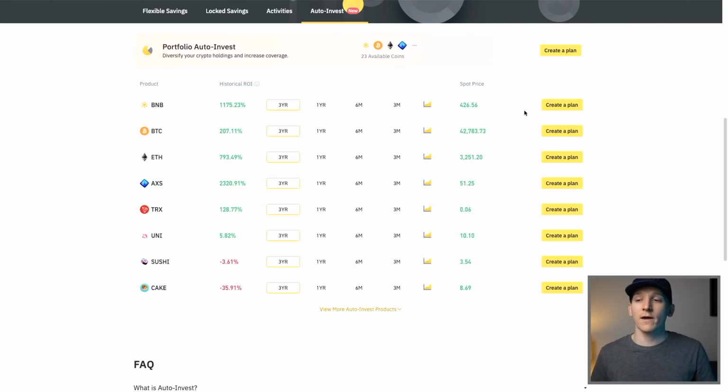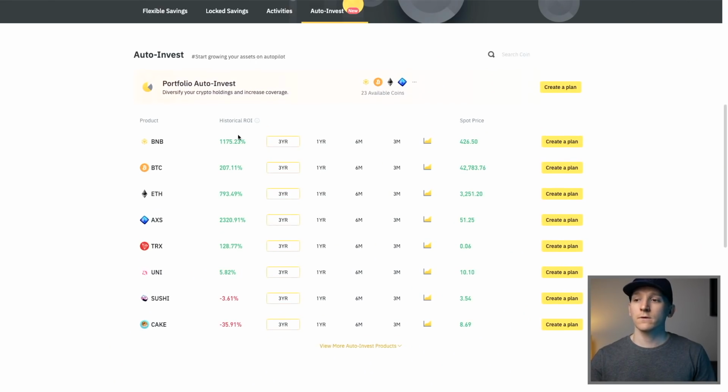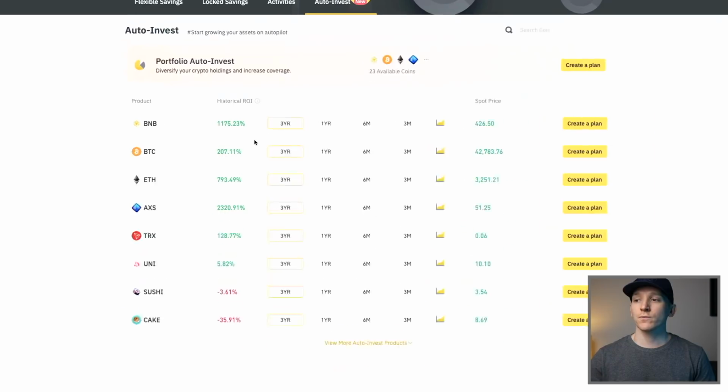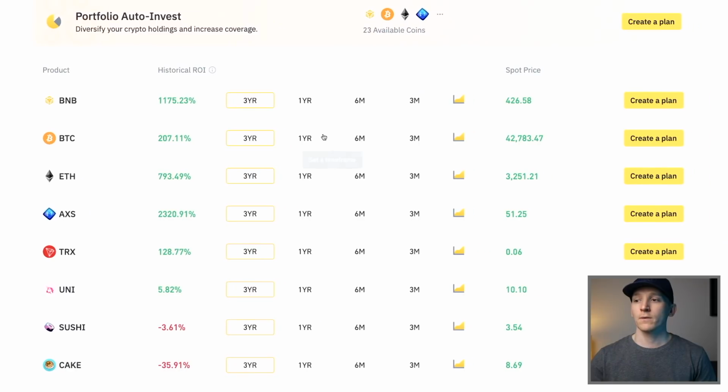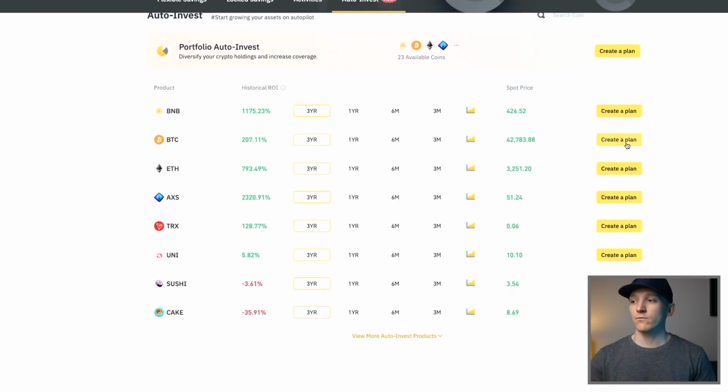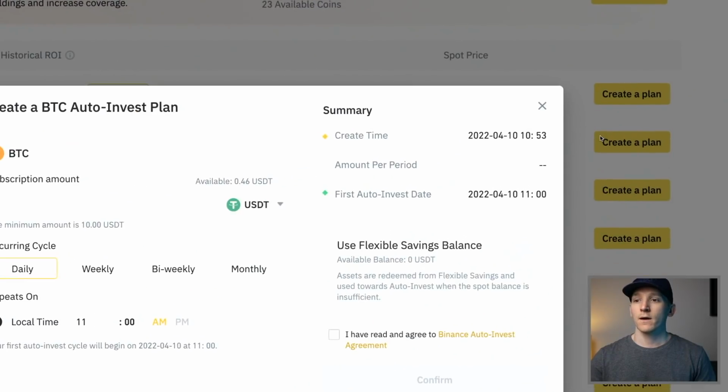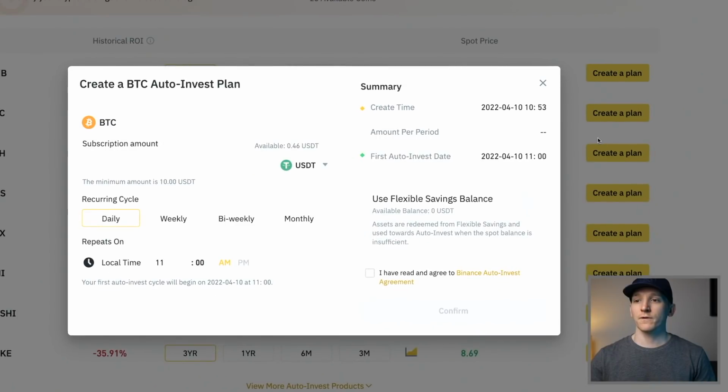So here's how to go ahead and actually put some money into auto invest. Come to the screen, and then choose what you want to invest in. So let's say, for example, I want to invest in Bitcoin right here. You can see the chart and you can see the spot price, but it's not really relevant. Just come to create a plan, and then you can obviously choose all of the different ways to invest. So subscription amount, this is how much you want to invest per cycle, right? So let's say you want to invest over a 5-year period and you want to invest $100.